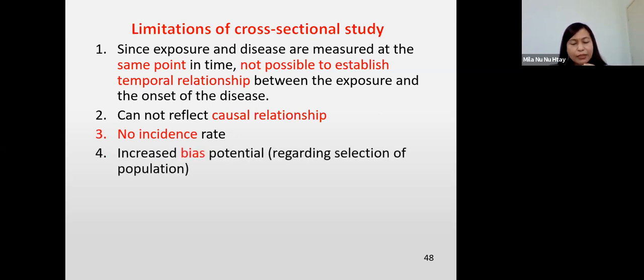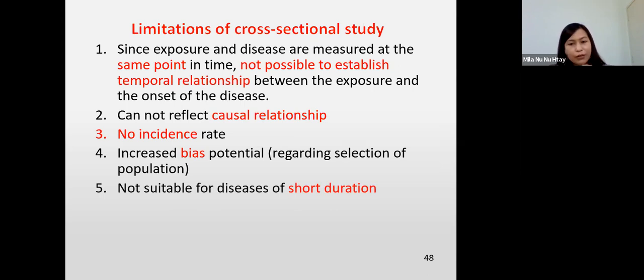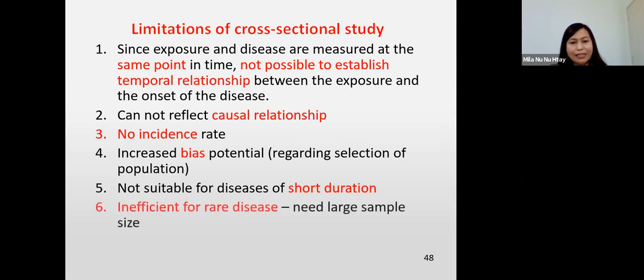There is also the potential for bias. Yes, selection bias potential is there, and we may overcome it by recruiting a random sample from that defined population. And if the disease of our interest is of short duration, when we do the cross-sectional study, sometimes we might miss the disease and we might miss those cases.